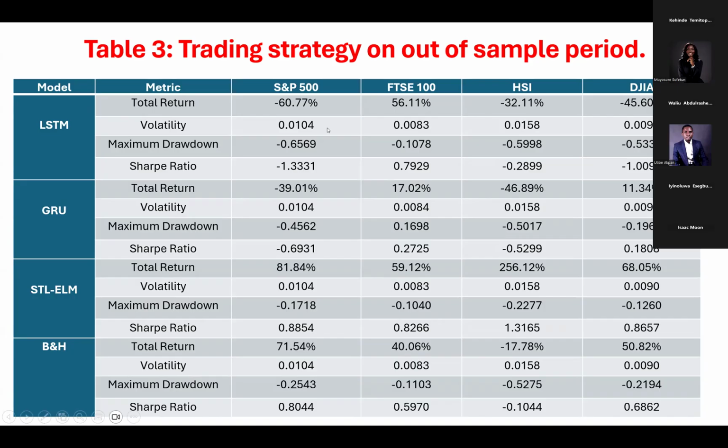HSI is giving negative values here for the return. But for our models, we got a positive value for the return and a positive value for the Sharpe ratio. The volatility is a bit low or almost the same as the others. And from the look of things in this table, it shows that our model actually gives the best performance.